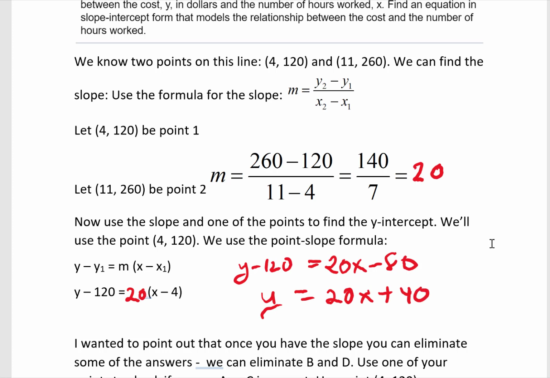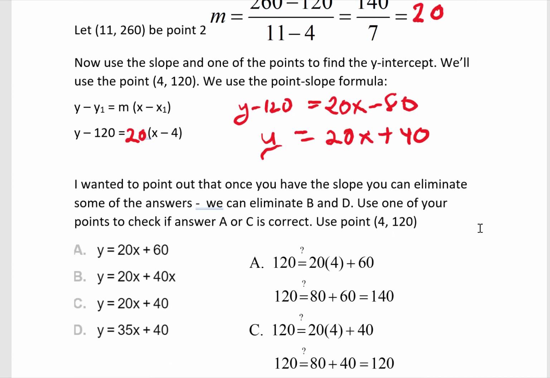Now, you can also do this another way. Once you have the slope, you can eliminate 2 of the answers that were given in the question. Here's the answers that were given, actually, because answer B doesn't make sense because it doesn't have a y-intercept. It has 2 x terms on the right side. I've got A and I can eliminate D because it doesn't have the right slope. So what I could do is check my points in equation A and in equation C and see which of those equations is correct. And in this case, of course, we come out with equation C, which is what we found using the point-slope formula.